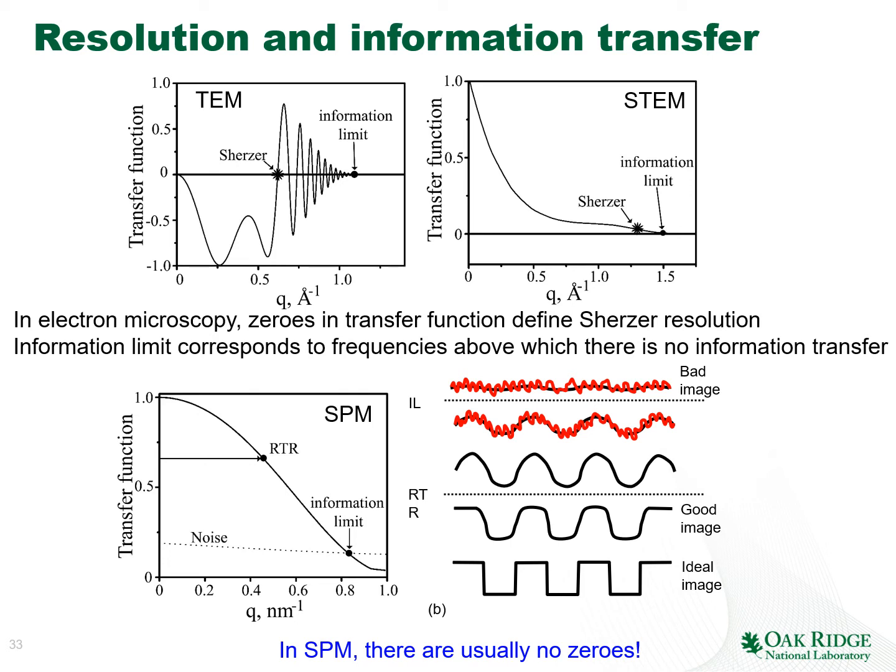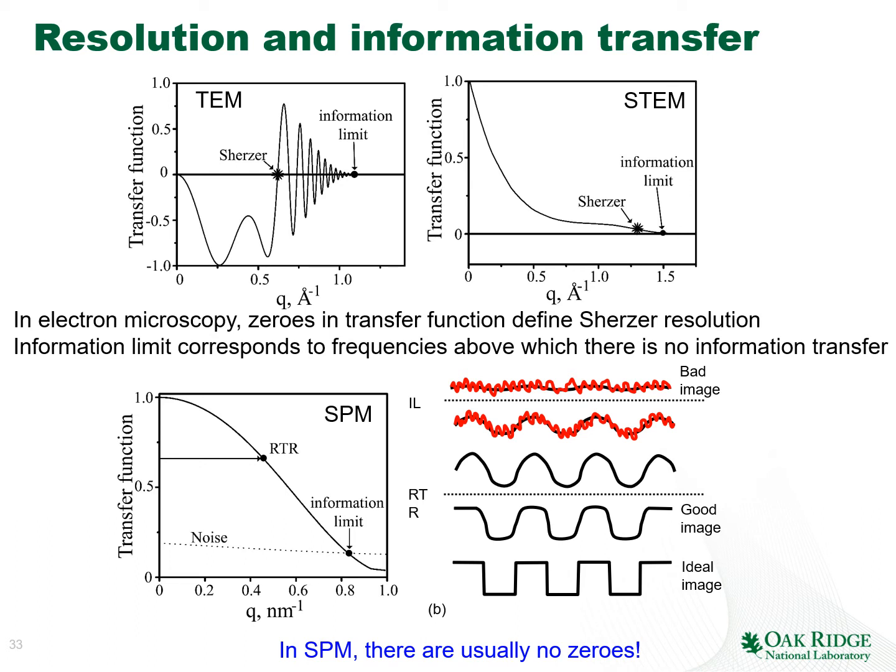And generally, the Scherzer resolution is defined as the first zero of the transfer function, and information limit is defined as the value of the inverse vector where we no longer obtain the information about the material. In scanning transmission electron microscopy, the resolution function looks like this. So here we have the Scherzer resolution limit, and here we have the information limit.